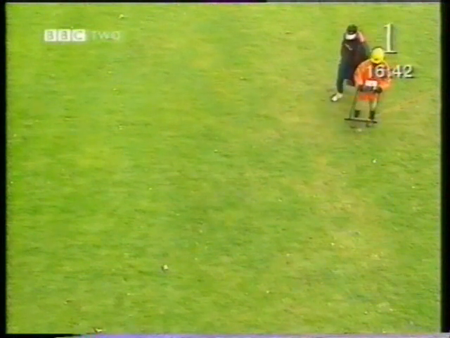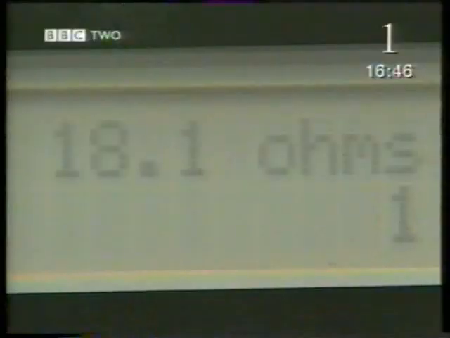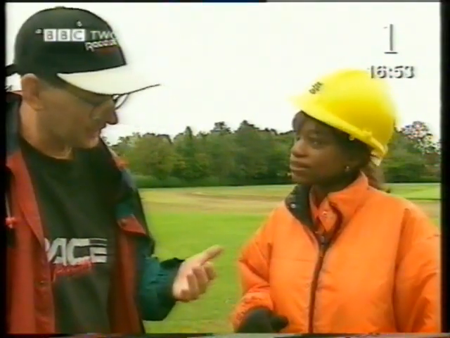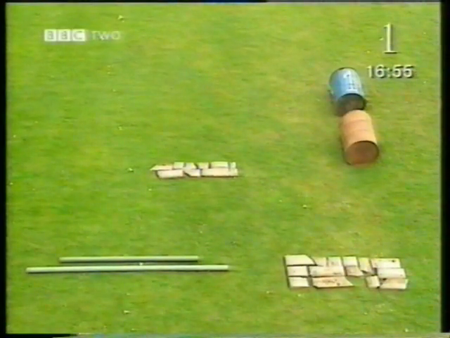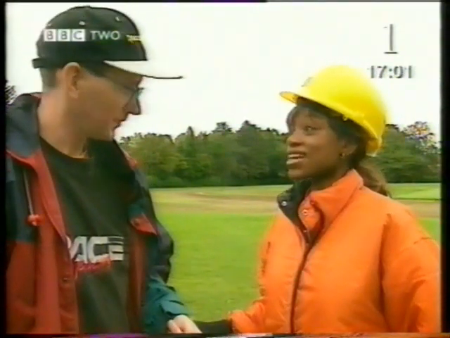Right, I'm putting the electrodes into the ground, running a current through them, 18 ohms. Now, is that reading of the resistance quite low? Well, it is for here. What do you think it's likely to be? Is it going to be the plastic, the metal, or the concrete? I reckon it's the metal, because metal has to have a low resistance to conduct electricity. Yeah.